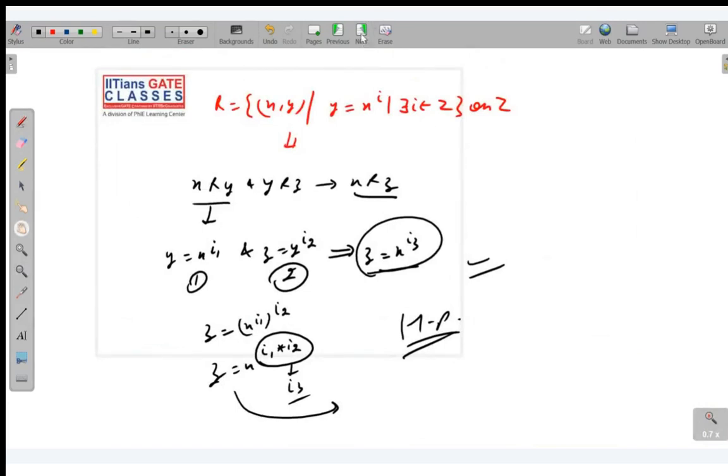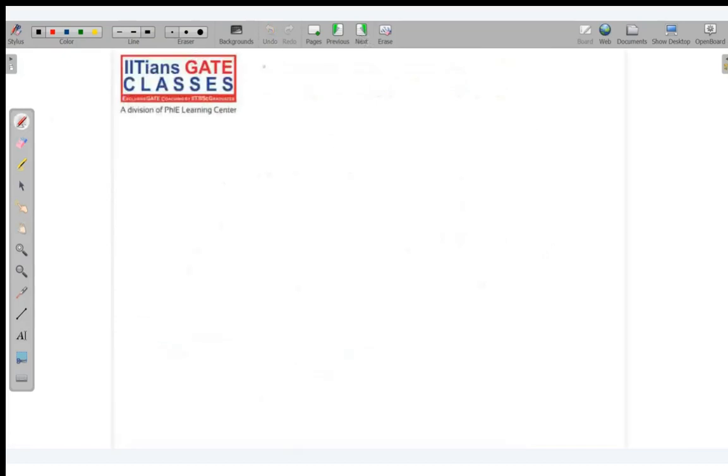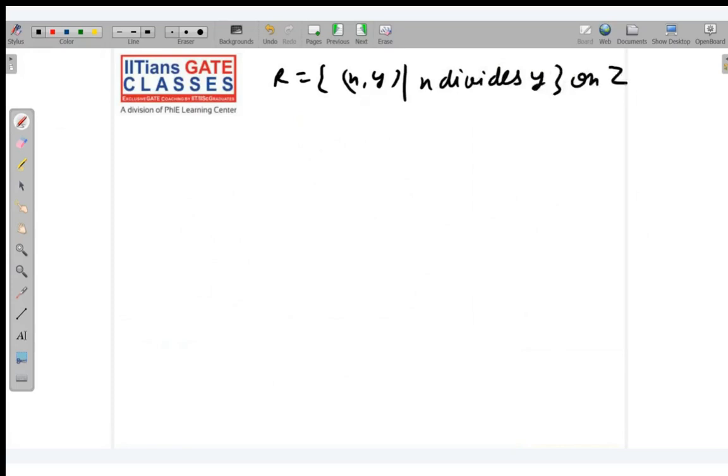Perfect. Okay, so the next relation is R equals (x, y) such that x divides y on Z. Okay, so x divides y on Z means what? y divided by x should be some integer quantity. So I will simply apply the definition and we will try to get what we are getting. x related to y and y related to z implies x should be related to z.